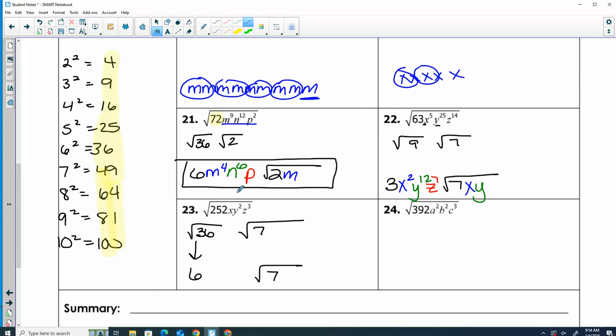Then we look at our variables. If we only have one x, you're doing laundry and you have one sock. Can you make a pair out of that? No, so it stays.